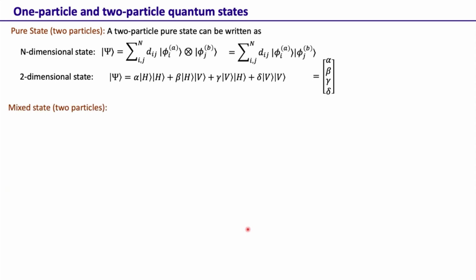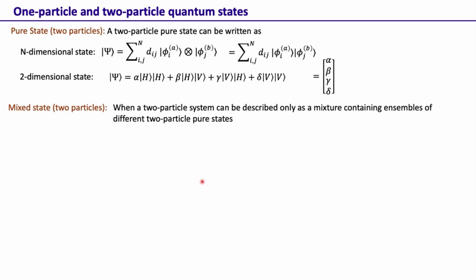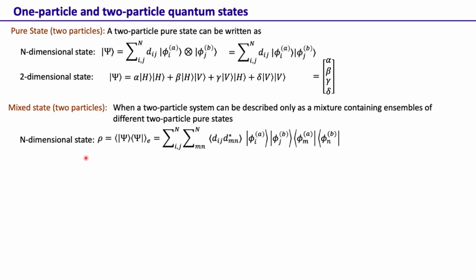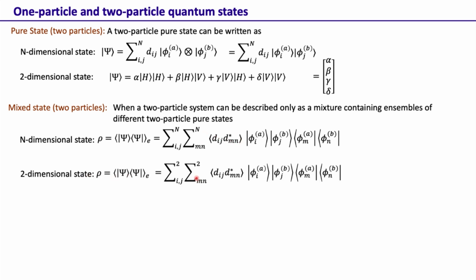Okay, now let's look at what we mean by two particle mixed state. So when a two particle system can be described only as a mixture containing ensembles of different two particle pure states, then we call it a mixed two particle state. So in an n-dimensional space, the two particle mixed state can be written in this manner, where A of course corresponds to the first particle, B to the second particle, phi iA are the basis states for the first particle, phi jB are the basis states for the second particle, and these are the ensemble averages. In a two-dimensional state, we can write this with the summation only going up to 2, that's a two-dimensional space.